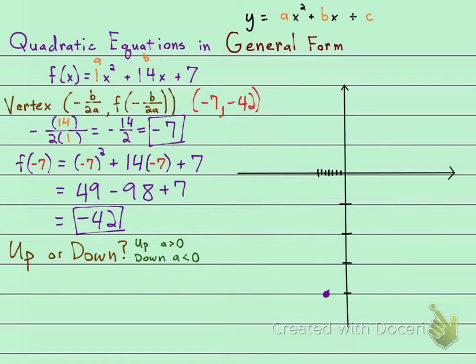Next thing we're going to do is determine whether it opens up or down. And this is the same as if it was standard form. Your leading coefficient, if it is greater than 0, it's going to open up. And it's going to be a smiley face because it's positive. And if your leading coefficient is less than 0, it is going to be a frowny face, which opens down. So I look at my leading coefficient. It is a positive 1 that's greater than 0, and therefore it opens up. So from the vertex, I'm going to go ahead and make a parabola that opens up.